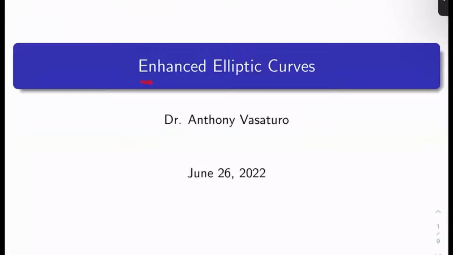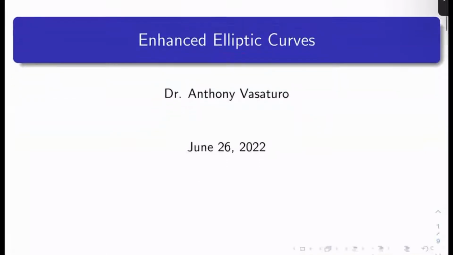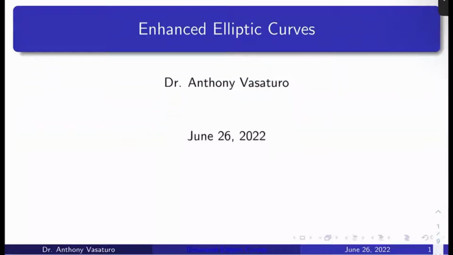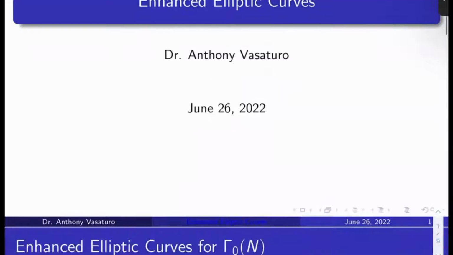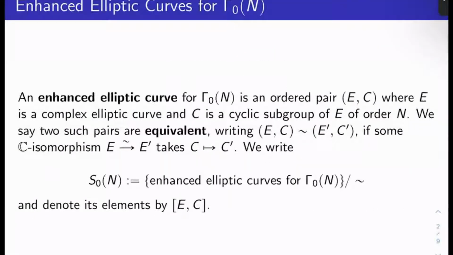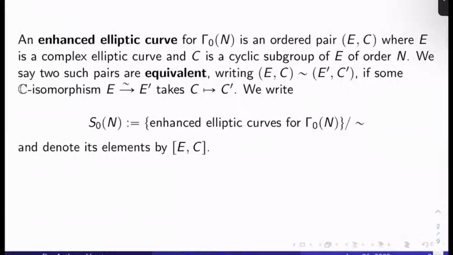We're going to talk today about enhanced elliptic curves. This is going to be the first stage in our journey towards discussing modular curves. So what's an enhanced elliptic curve for gamma 0 n? It's an ordered pair E comma C, where E is a complex elliptic curve and C is a cyclic subgroup of E of order n.